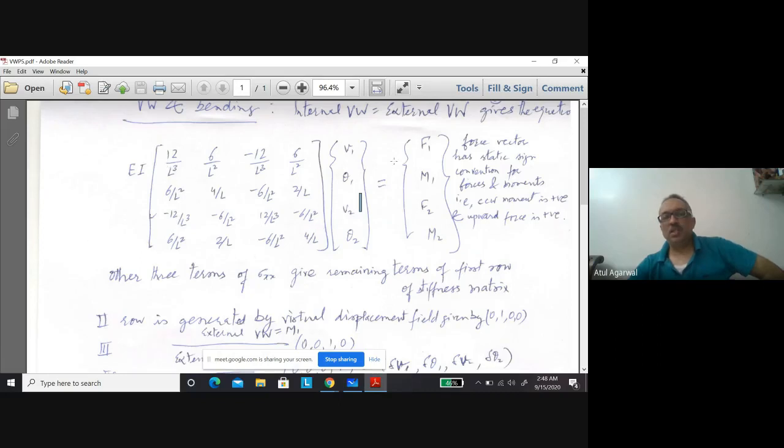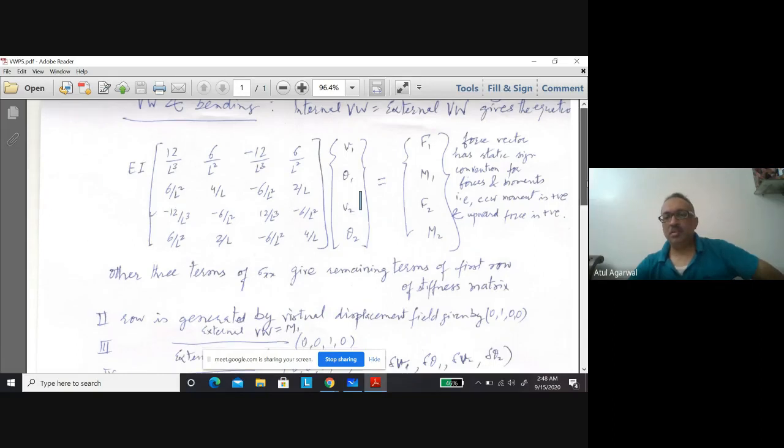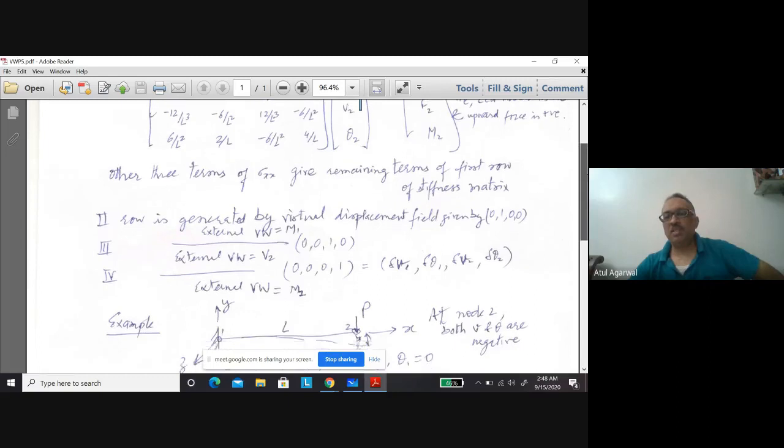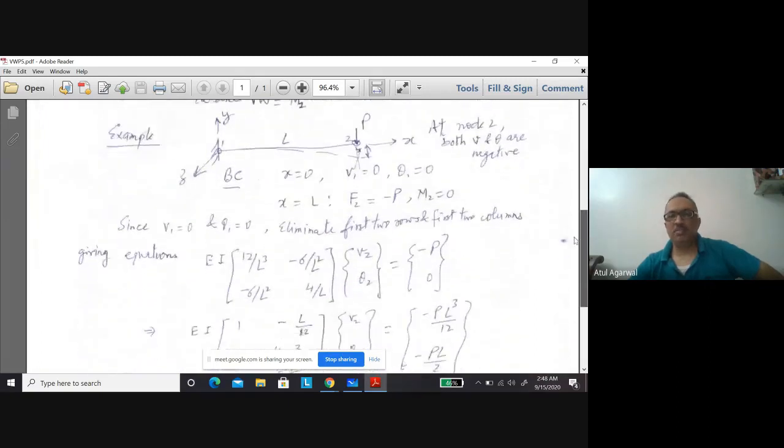The first row is generated. The other three terms of sigma xx are the remaining terms of the first row of the stiffness matrix, as I explained earlier. The second row is generated by the virtual displacement field given by this, and we get external virtual work as M1. Similarly, the third row is given by this, and the fourth row is given by this. So we have got the right hand side vectors as well as the stiffness matrix.